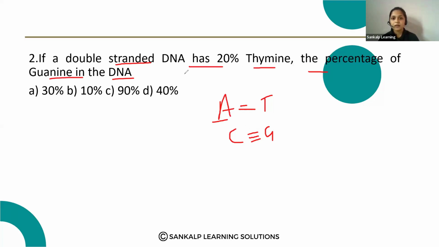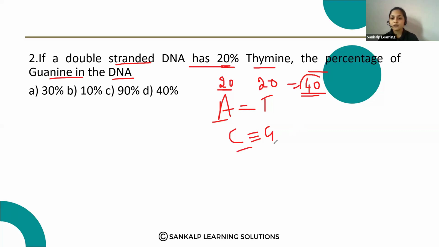Here the double strand DNA has 20% thymine. Then what is the percentage of adenine? That is also 20%. So totally 40% is over. Since it is given in percentage, in 100, adenine and thymine together are 40%, and the remaining is 60%.